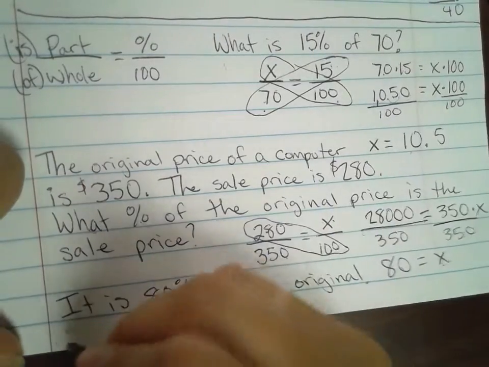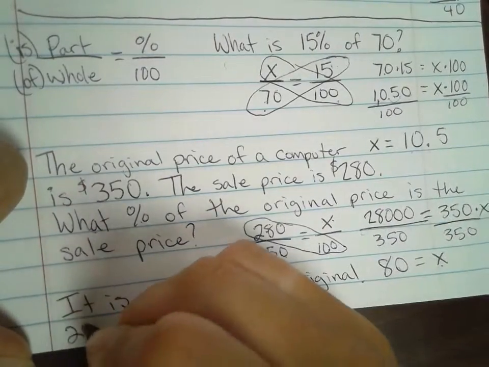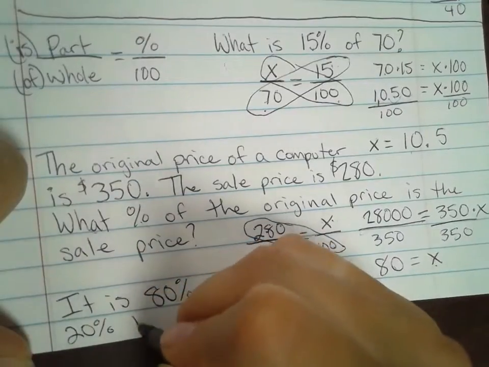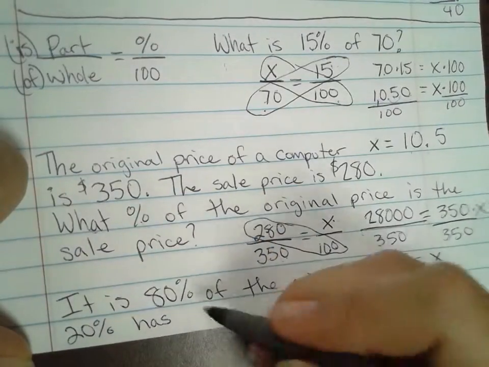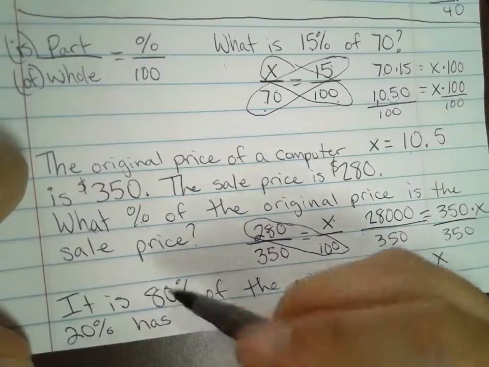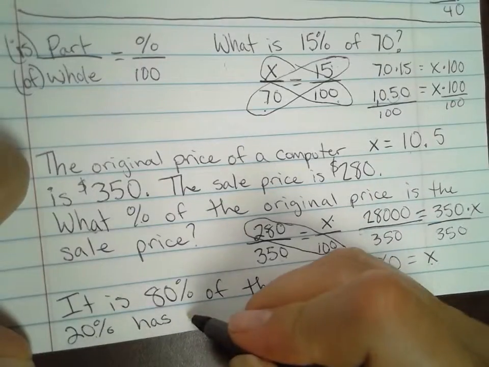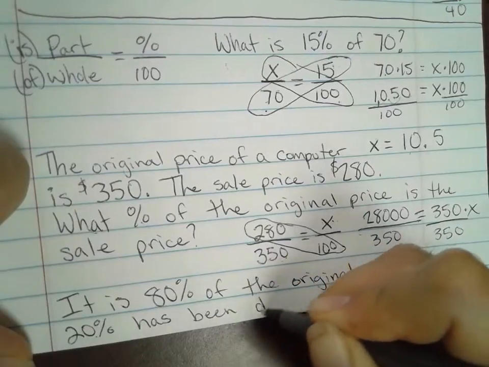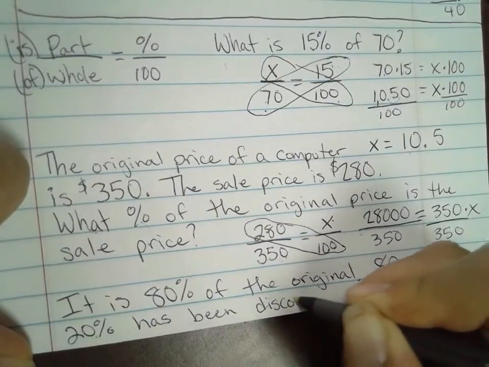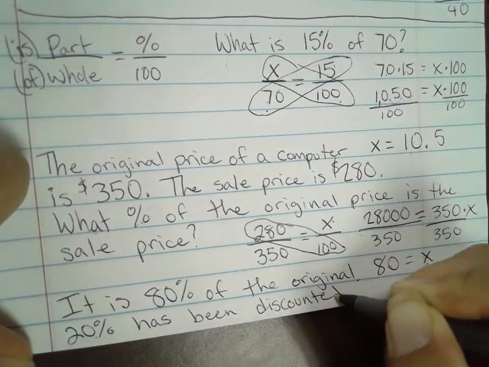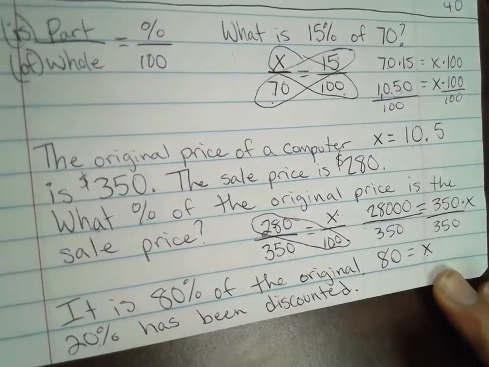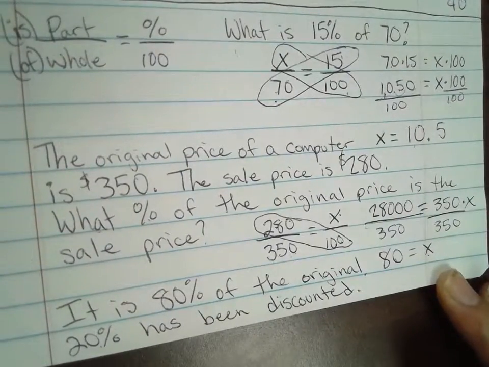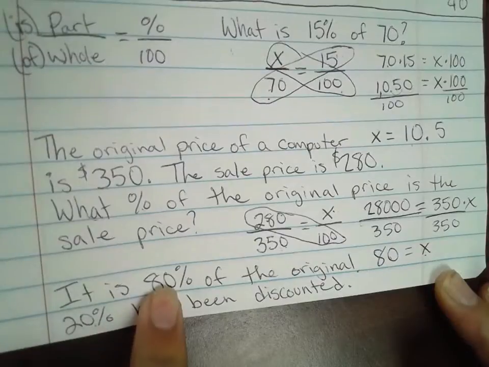That means 20% has been discounted. Because 80% is what's left, that means they took 20% off. 20% has been discounted. Means taken off. Sometimes they might ask you what the discount is. I want you to be able to think about that. 20 plus 80 equals 100%.